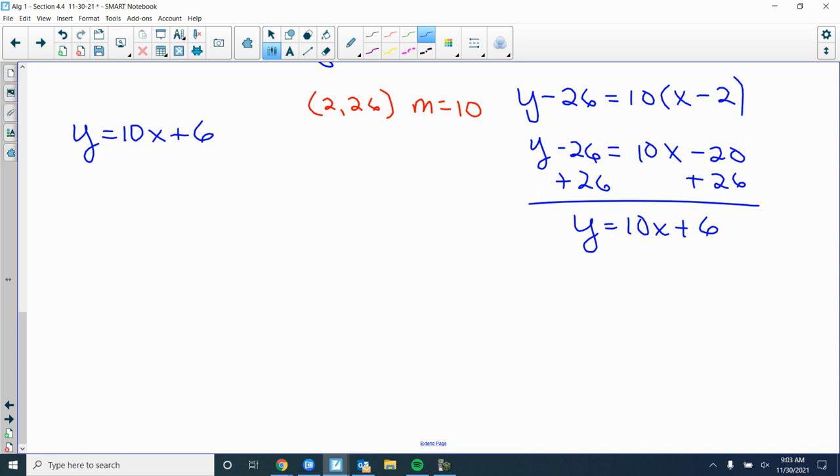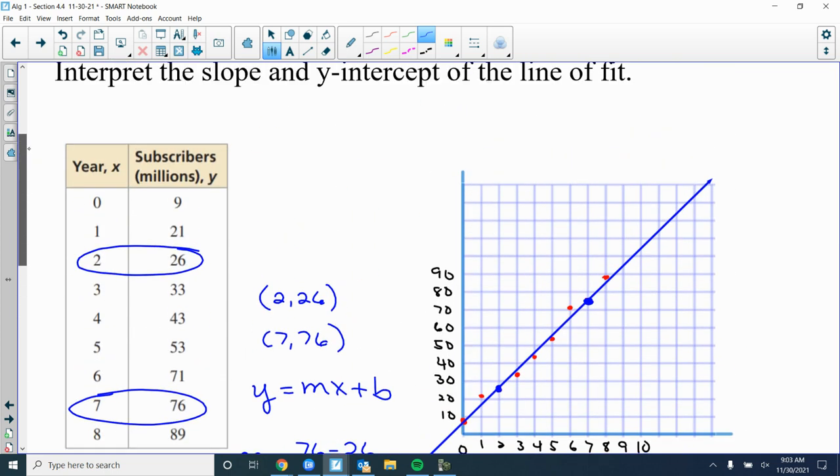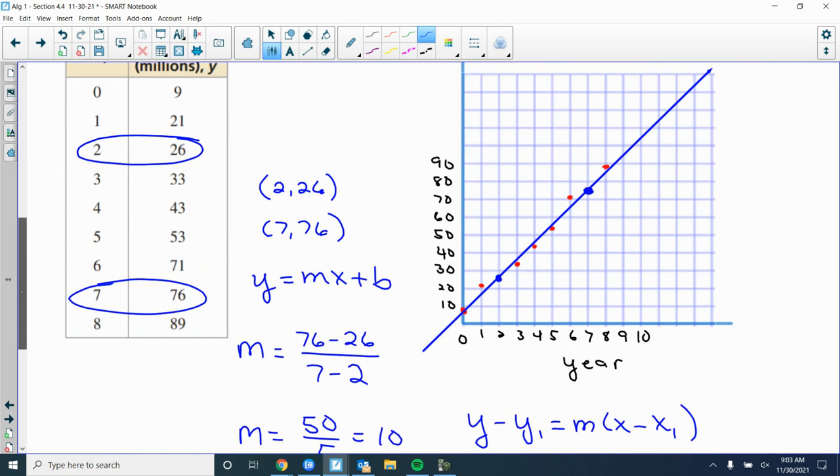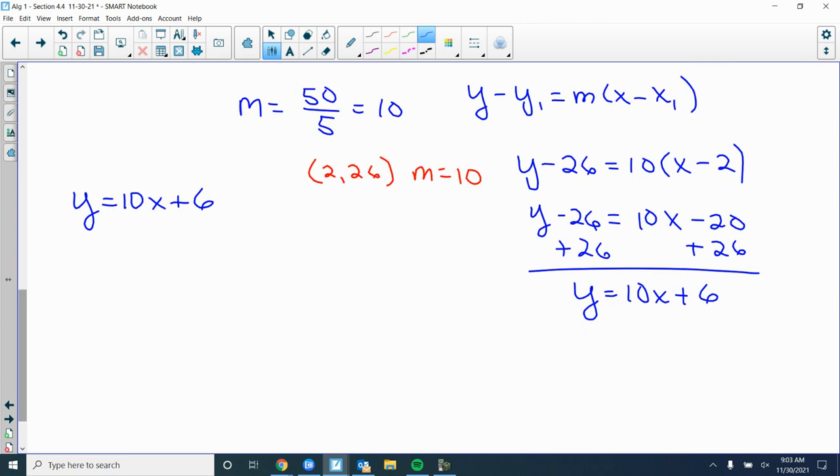Okay. So, the company wants to evaluate their subscriptions. So they got to make predictions based upon their data. Their data says we can use this line to figure out 15 years from now, what should be our number of subscribers? 20 years from now, what should be our number of subscribers if this trend continues? All right, you are asked to do two things. Interpret the slope and the y-intercept of the line of fit. Interpret means what does it mean in this situation?